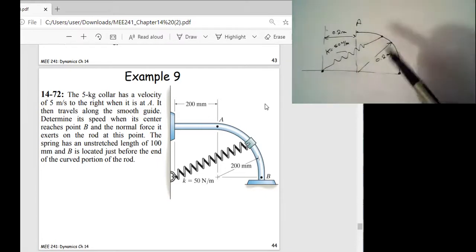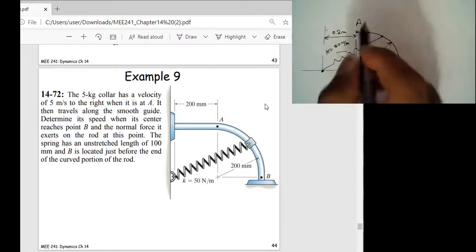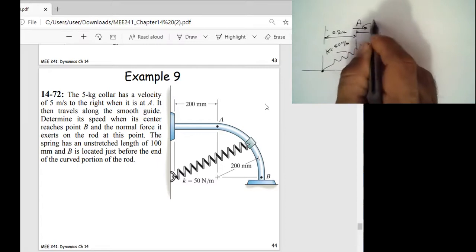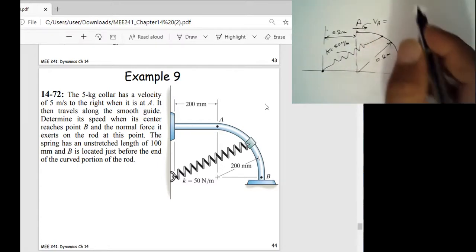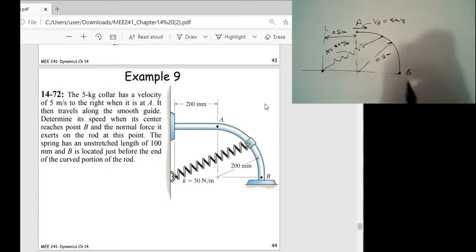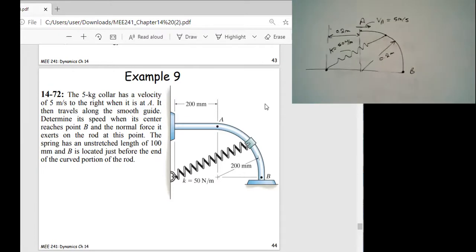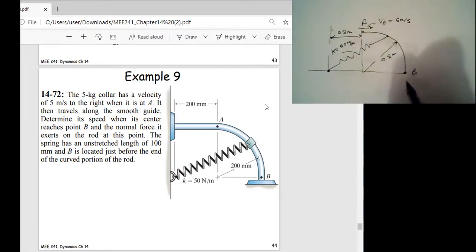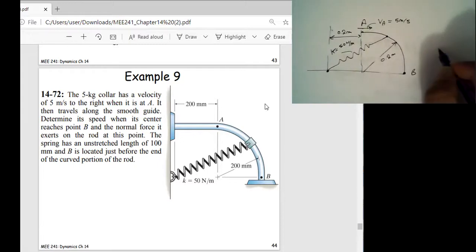All right, guys, so you see what is happening, right? Initially, the block is moving at A with vA equal to 5 meters per second, and we're trying to find the normal force at B. So how do we do that? Well, to find the normal force at B, we have to do a free body diagram, right? On B, how would the free body diagram look?